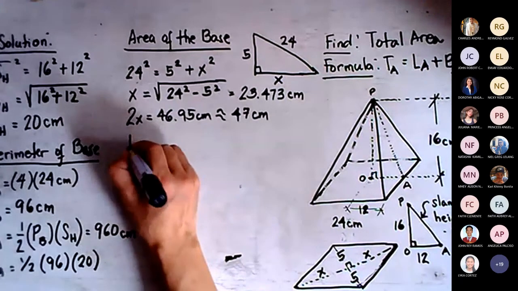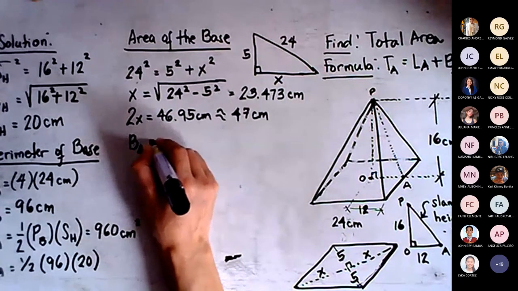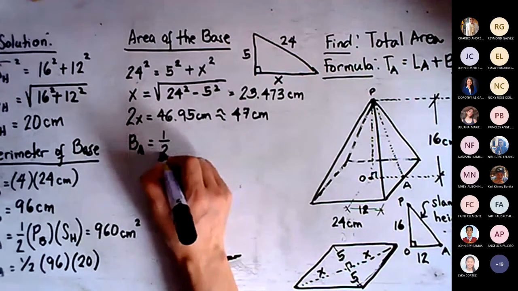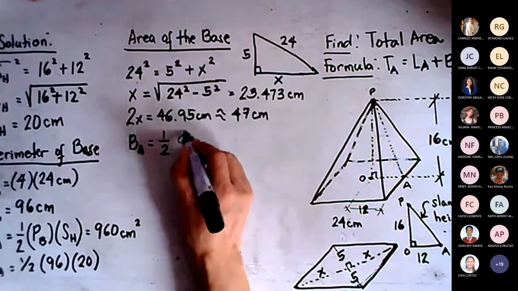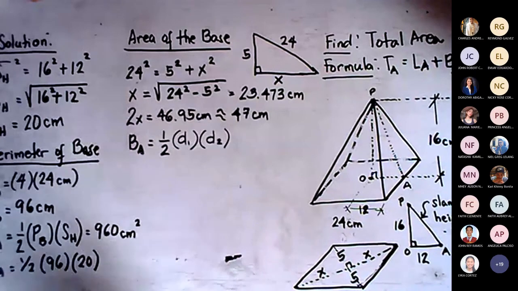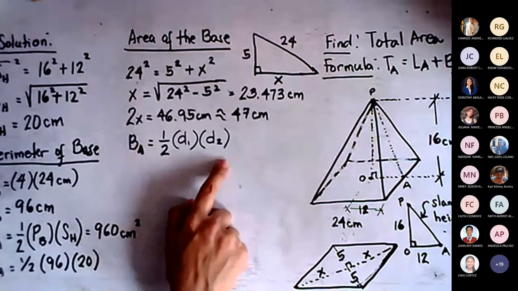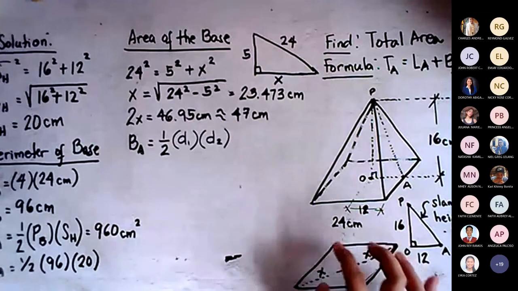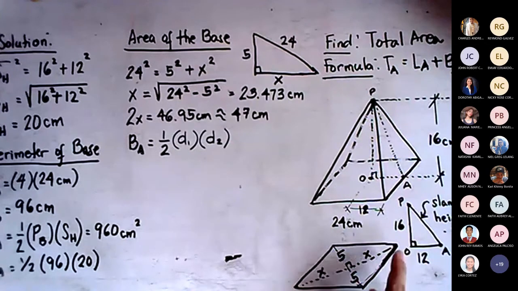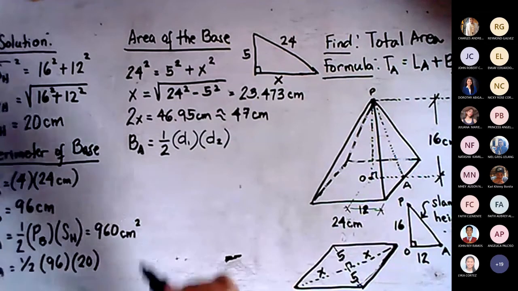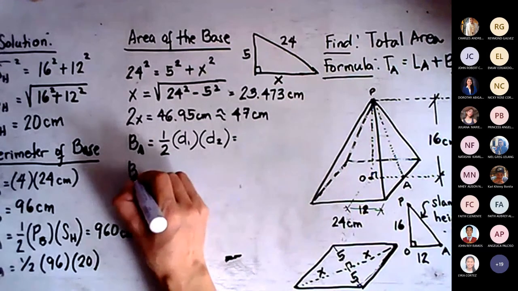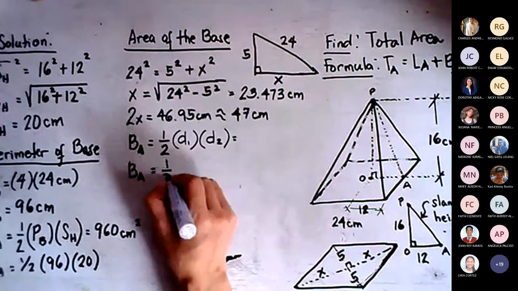So now, if you are going to determine the area of the rhombus base, that is simply equal to 1/2 times d sub 1 times d sub 2. So that is the formula for a rhombus. All you have to do is to determine the diagonals. The area of the rhombus is 1/2 d sub 1 times d sub 2. So that is why you have 1/2 for the area of the base.